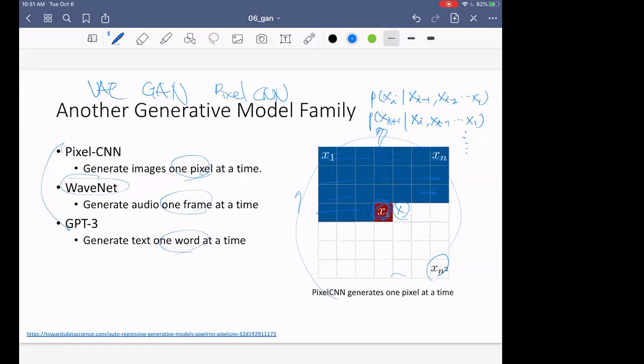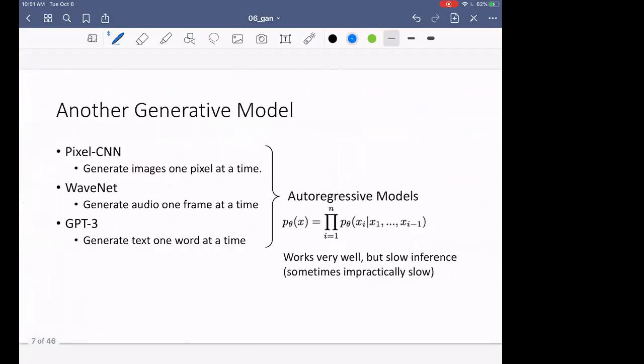You do one pixel, then you move on to the next pixel, then the next pixel. Same principle in GPT. You generate one word, then move on to another word, then the next word, iteratively. So these are all autoregressive models. Yep, so the principle is all here.